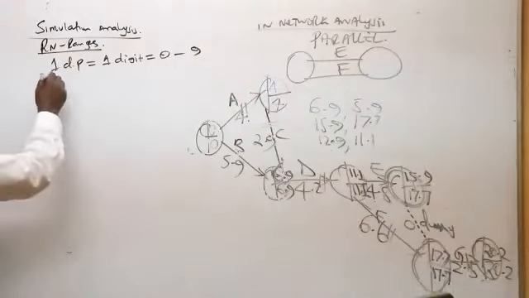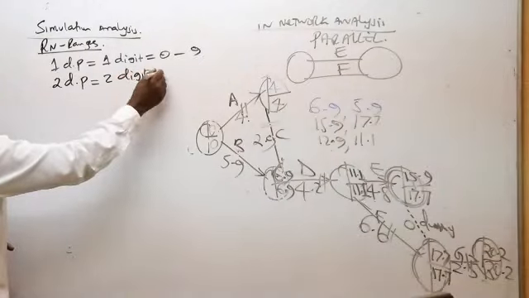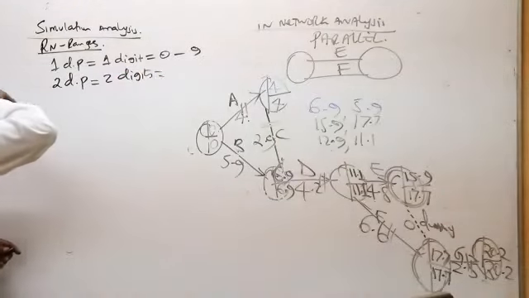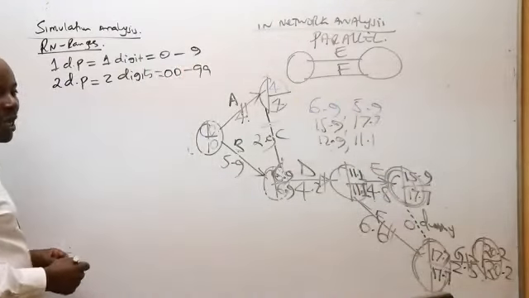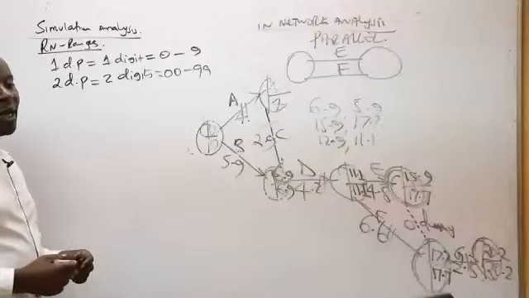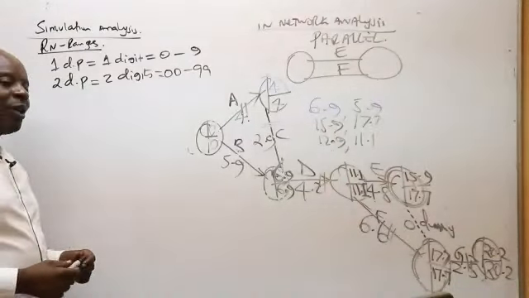When I talk of two decimal places, we have got two digits. They rhyme like that. So two digits, it will be 00 all the way to what here, somebody? To 99. 00 all the way to 99.